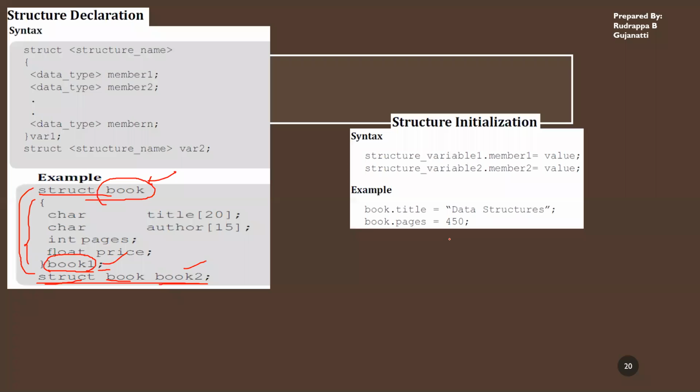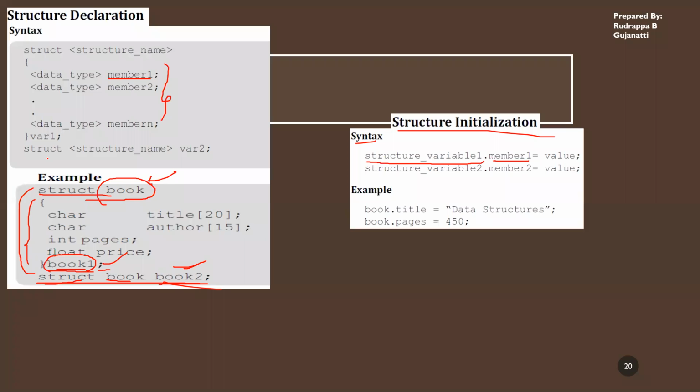So how do I initialize these members? If I have to initialize, how do I go ahead with that? This is the syntax. Here we have declared book one and book two, so we have to consider that variable name. Book one and book two are the variables which are of the type structure. So it is structure variable one dot whichever member is there. In general, we are considering var one dot member one.